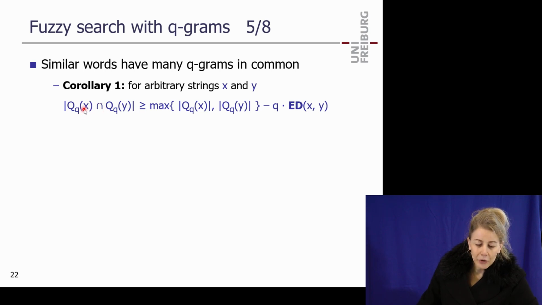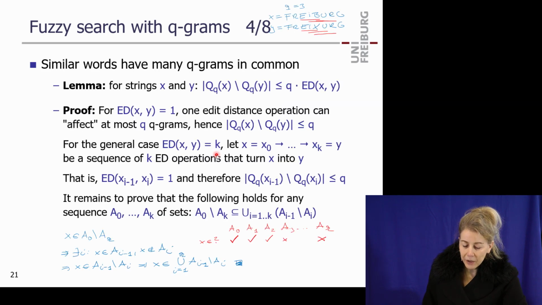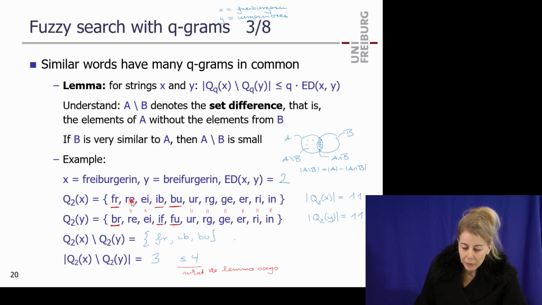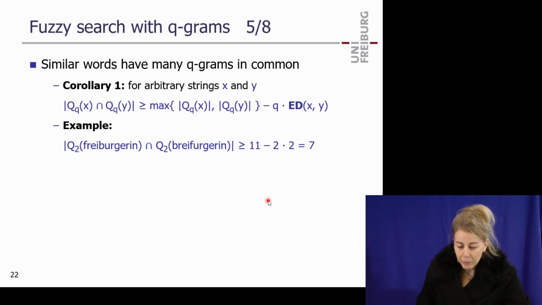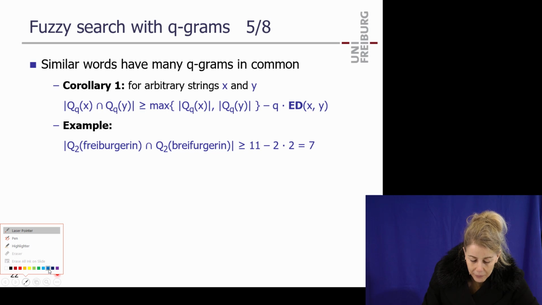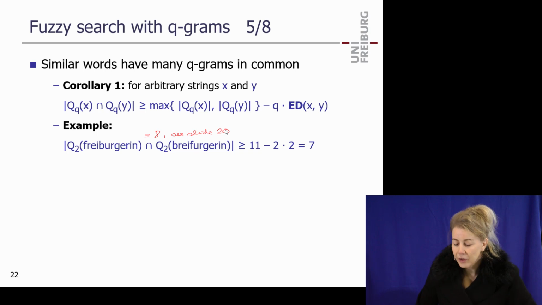So this is the q-grams of x, this is the q-grams of y, and this is the set they have in common. And here's an example. So if we take these two words from 2 slides ago, Freiburgerin and Breifurgerin, then let's go here. How many did they have in common? 1, 2, 3, 4, 5, 6, 7, 8. So they have 8 in common, right? So let's just put that number here. So this number was actually 8. See slide 20. That was 2 slides ago. And what this here says now, it's greater or equal to 7.